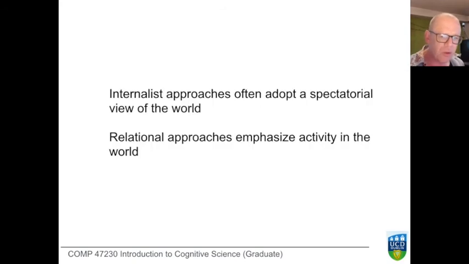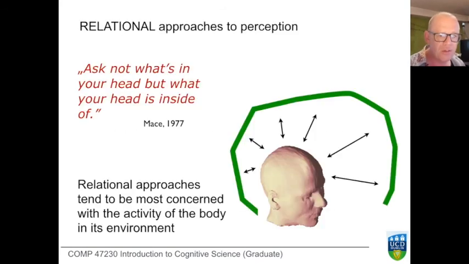So internalist approaches to perception often adopt a spectatorial view of the world, this idea of looking out at the world instead of being in the world. And we want to contrast those with embodied relational approaches that emphasize activity in the world. And the basic move here is to ask not what's in your head, but what your head is inside of, that is to pay attention to the relations that obtain between the embodied subject and the immediate surrounds. Relational approaches tend to be most concerned with the activity of the body in its environment.